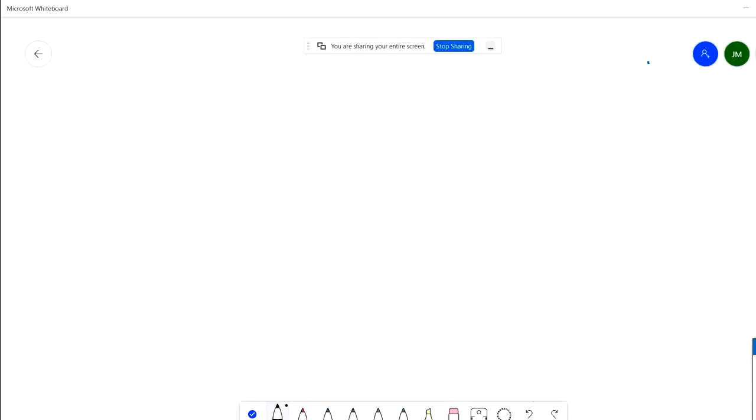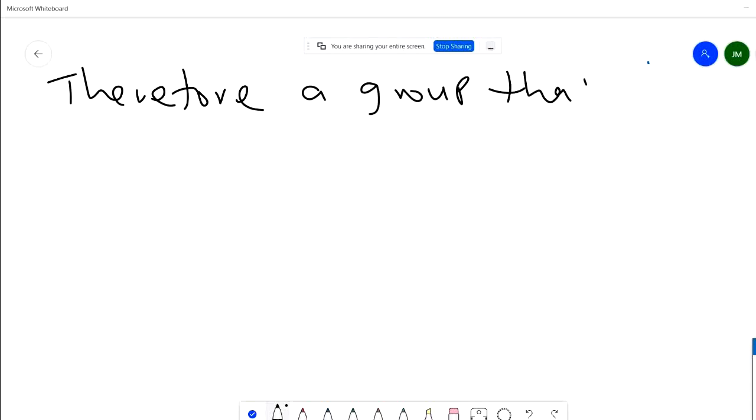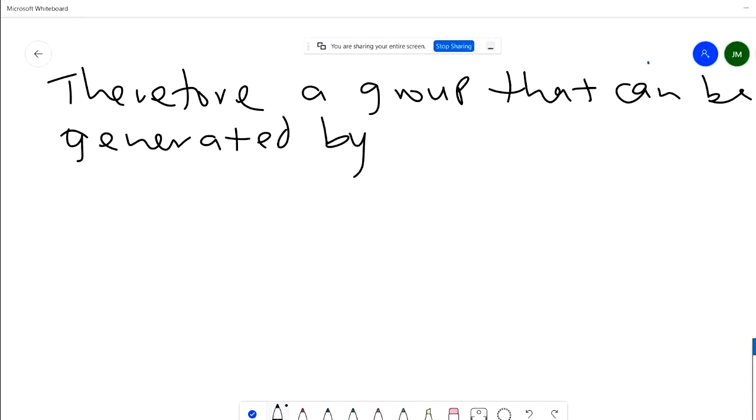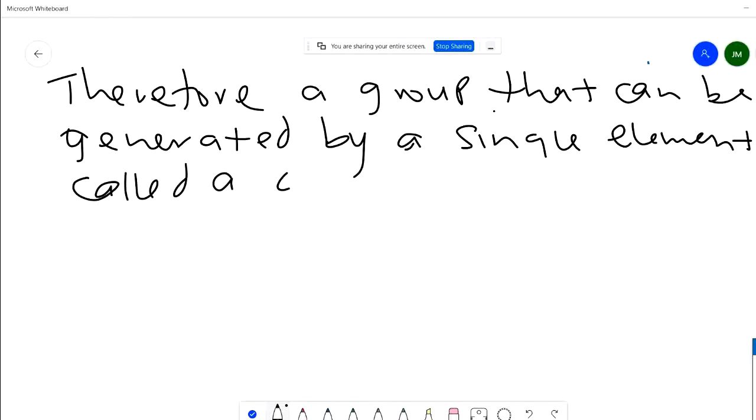So we can say that therefore a group that can be generated by a single element is called a cyclic group. So we have a cyclic group generated by a single, the given element.